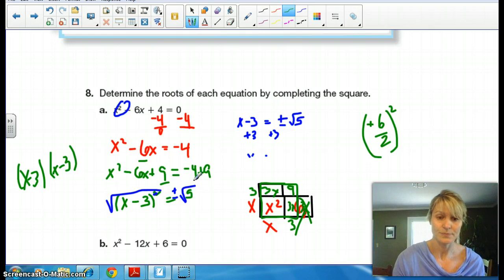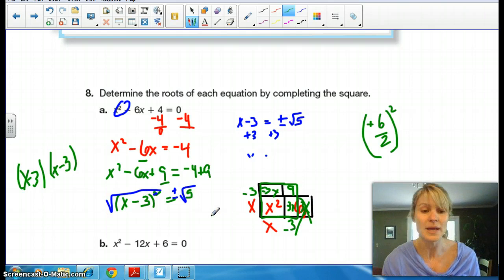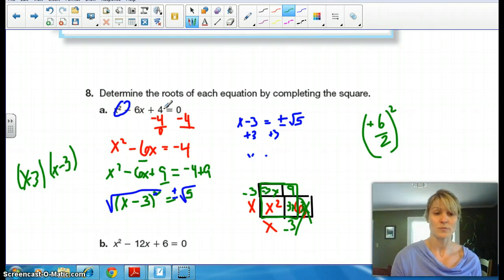x squared, 3x, and that's got to be a negative, right? Because it's got to add to negative 3x. So that would be negative 3x, which is 6x, negative 3x, 6x, and then negative 3 times negative 3 is 9. So essentially, we have x minus 3 and x minus 3, or x minus 3 squared. So again, this is what we were doing earlier today. There's just one more step to it. First, we have to move this over, and then we have to square root both sides. Okay, so I'm going to start you on the next one.